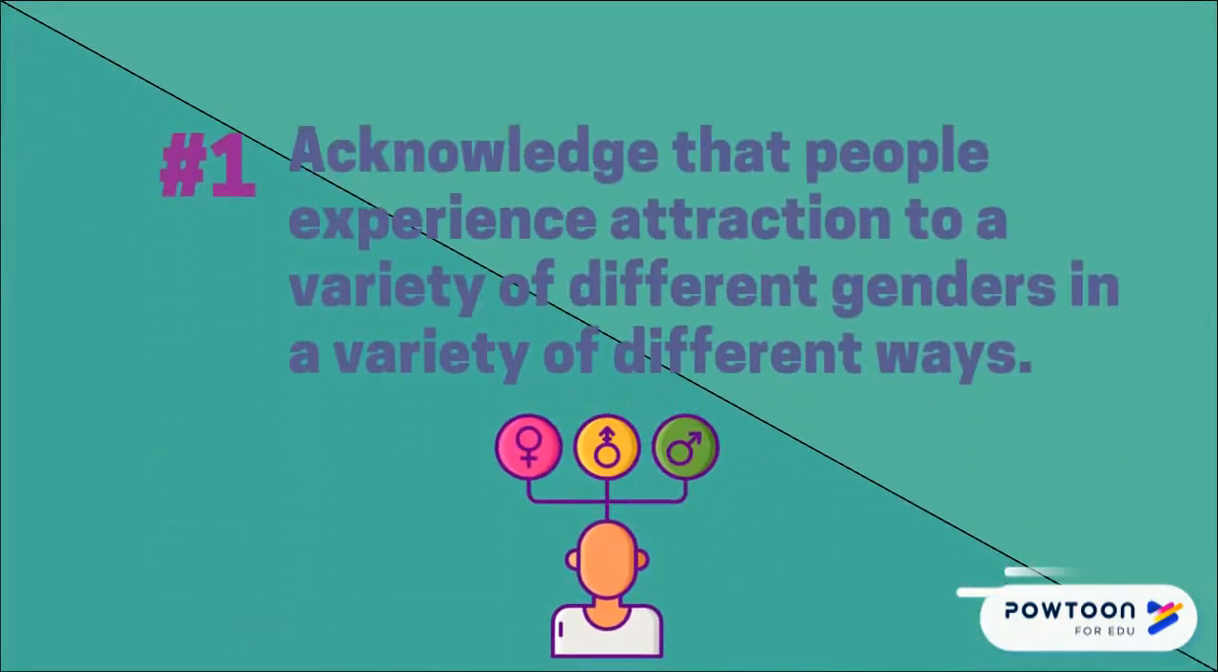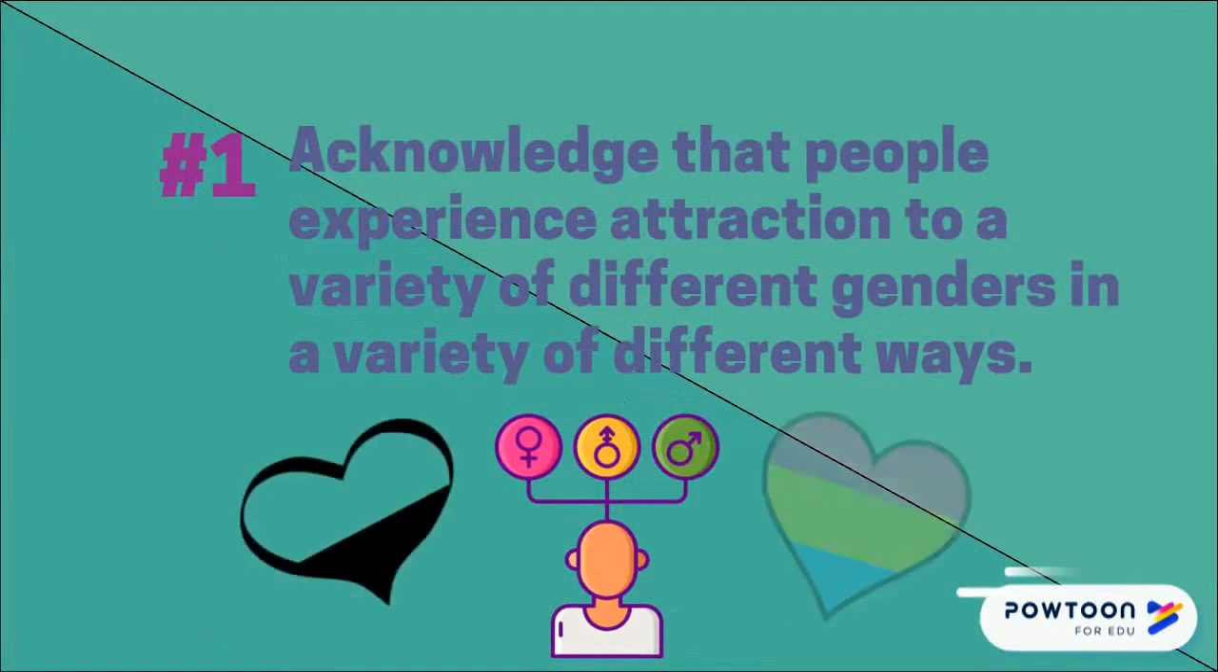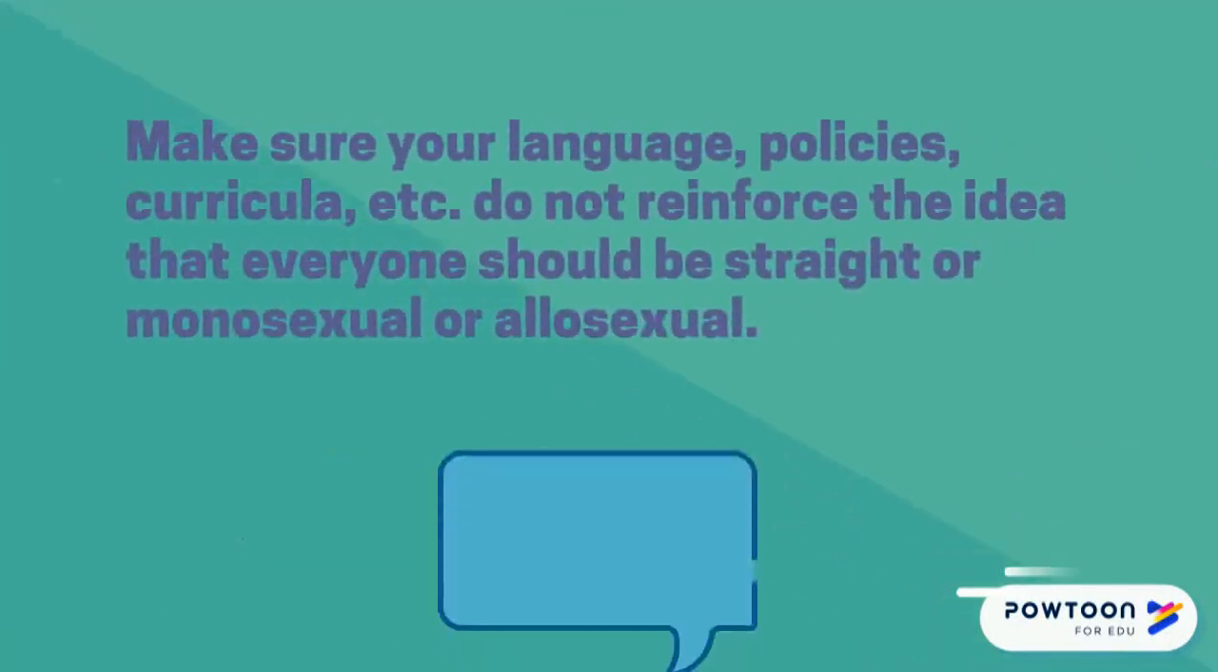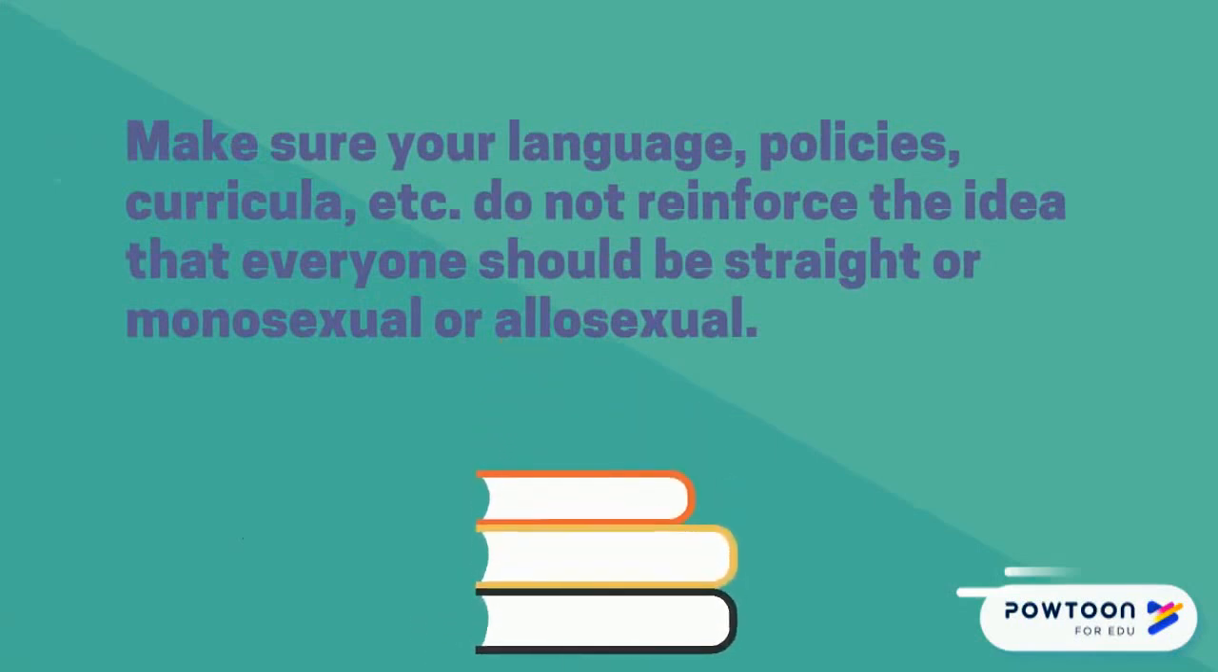Strategy number 1. Acknowledge that people experience attraction to a variety of different genders in a variety of different ways. Make sure your language, policies, curricula, etc. do not reinforce the idea that everyone should be straight or monosexual or allosexual.